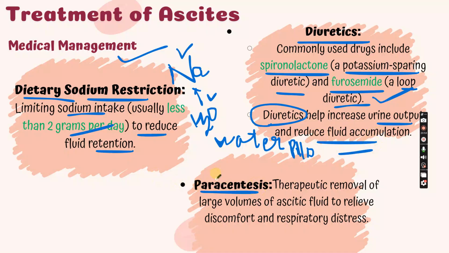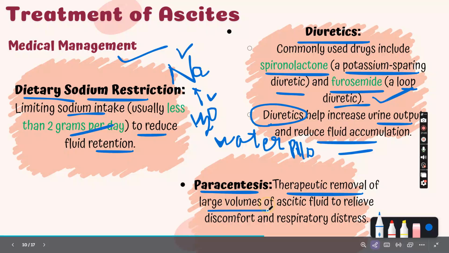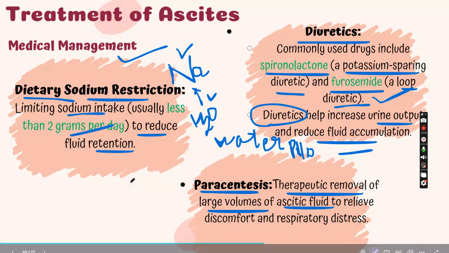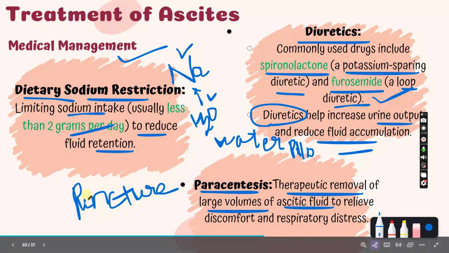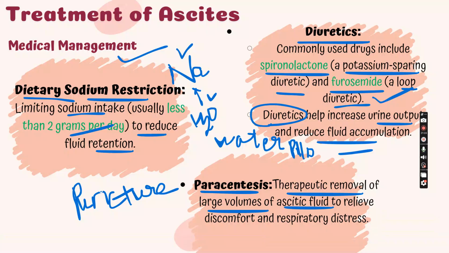Then there is paracentesis. In the previous slide, I said that paracentesis is both a diagnostic test as well as a treatment. During paracentesis, we remove large volumes of excess ascitic fluid. When we are doing paracentesis as a nurse, we have to observe the puncture site. Okay, that is our priority. Then we have to ask the patient whether they are on any kind of blood thinners or not. We will also explain the procedure to the patient.